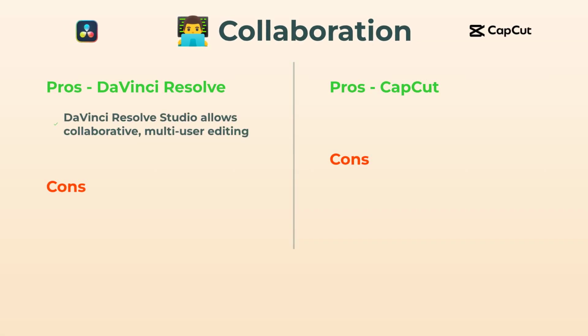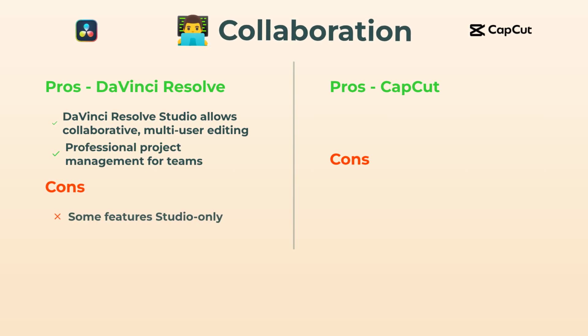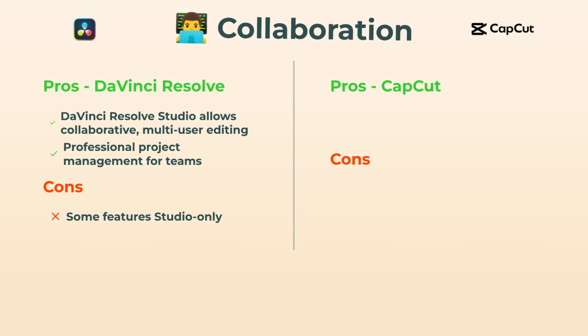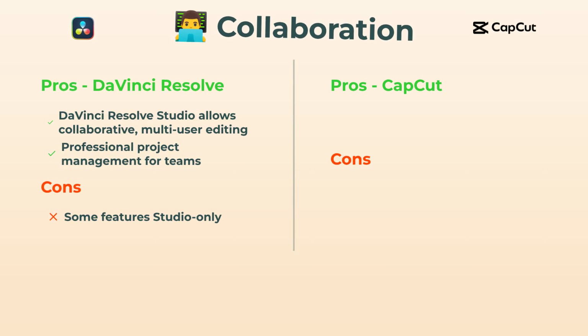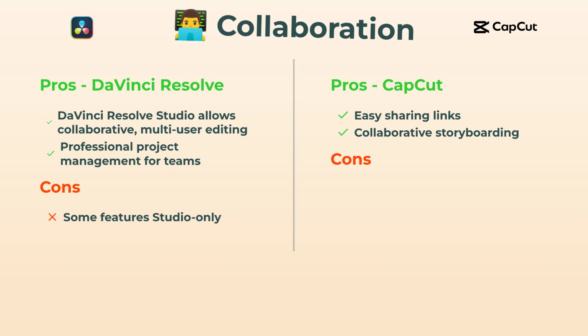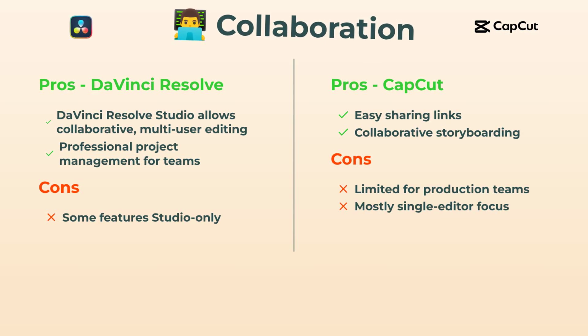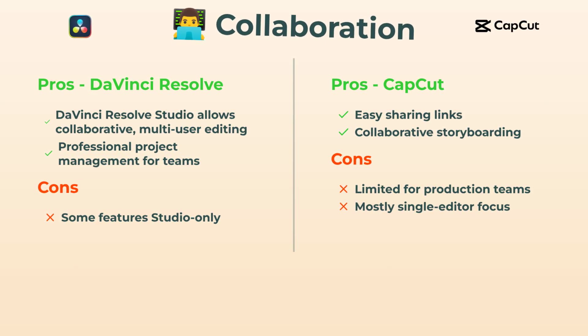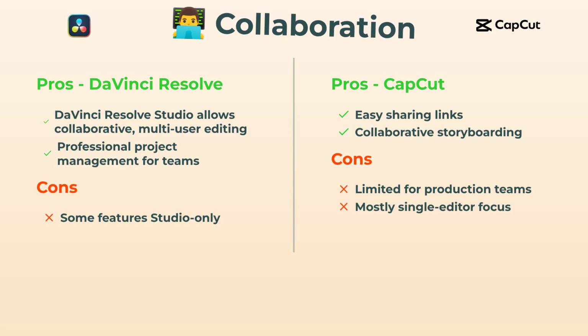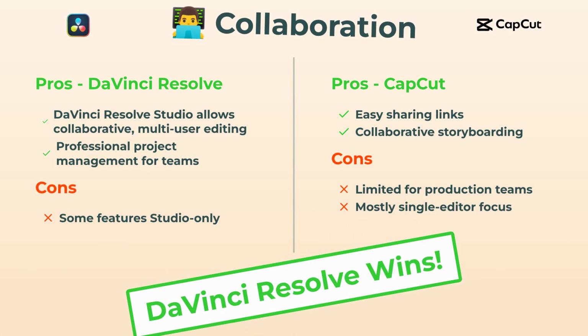And lastly, collaboration. DaVinci Resolve Studio lets you and your whole team edit the same project at the same time. Kind of amazing. Project management is pro level too. Some of that is locked in Studio, of course. CapCut is made more for simple sharing and storyboarding. Good enough for quick collabs, but it's not designed for complex production teams. So DaVinci Resolve wins here.